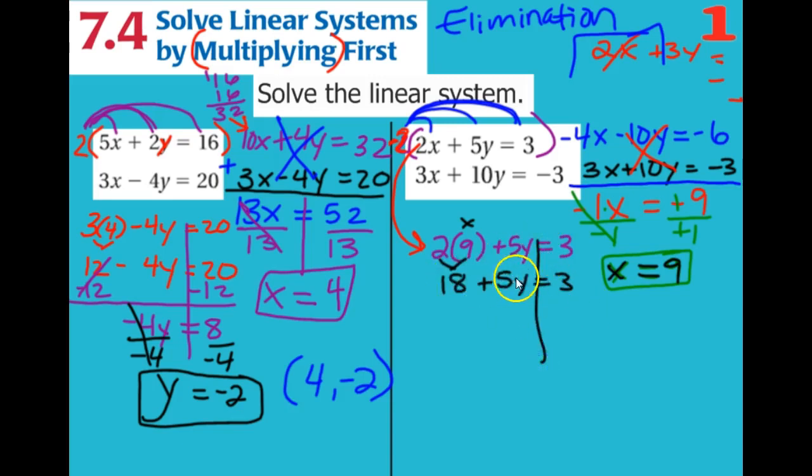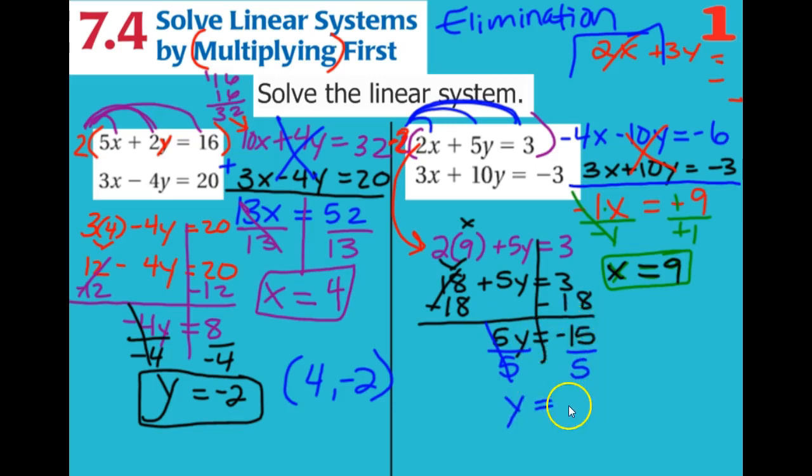And then get y by itself, so get rid of this 18, I'm going to subtract 18. So we have 5y equal to, and there's more negatives, 3 minus 18, they're different signs, so subtract 18 minus 3 is 15, so negative 15. And then divide by 5 to get rid of that 5. 5 divided by 5 is 1, 1y or just y. And then negative 15 divided by 5 is negative 3. So our answer is 9, negative 3.